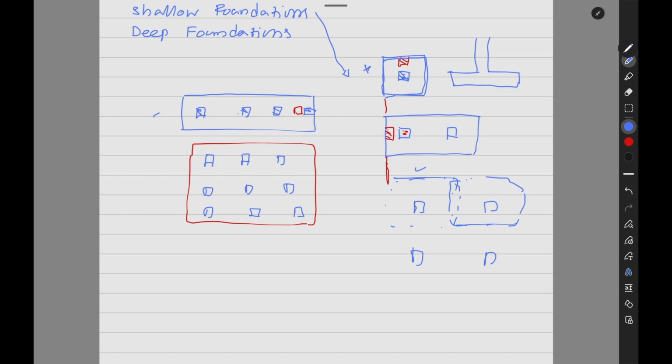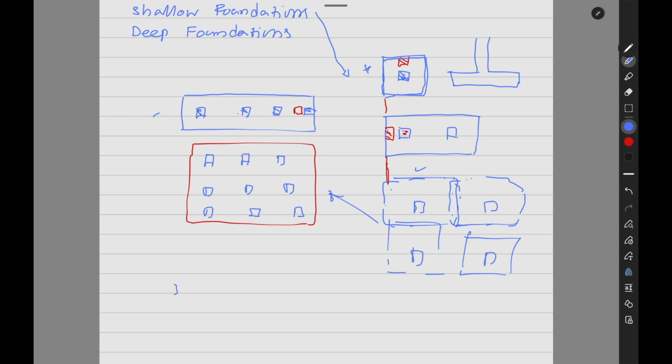So this overlaps. Therefore you can't put a single footing or strip footing. In that case, you go for the raft foundations. So that's it about the shallow foundations. These are the main types. There are other types as well, but basically these are the main types.